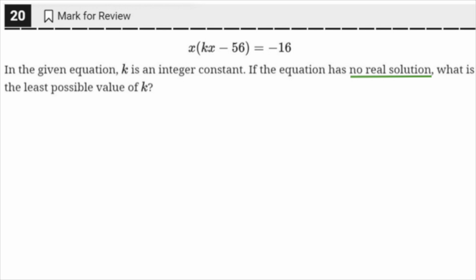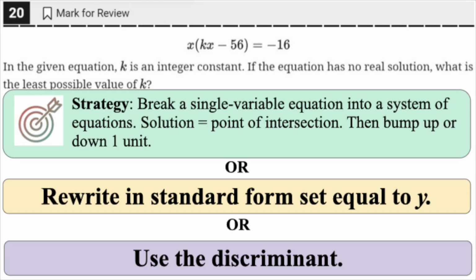In the given equation, k is an integer constant. If the equation has no real solution, what is the least possible value of k? Here are 3 ways to solve this problem.